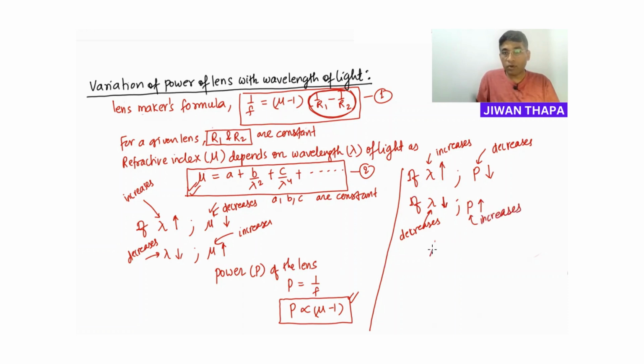So if we plot the graph between power and wavelength, then the graph is of such nature. So this is the nature of the graph, or the variation of power with the wavelength of light.